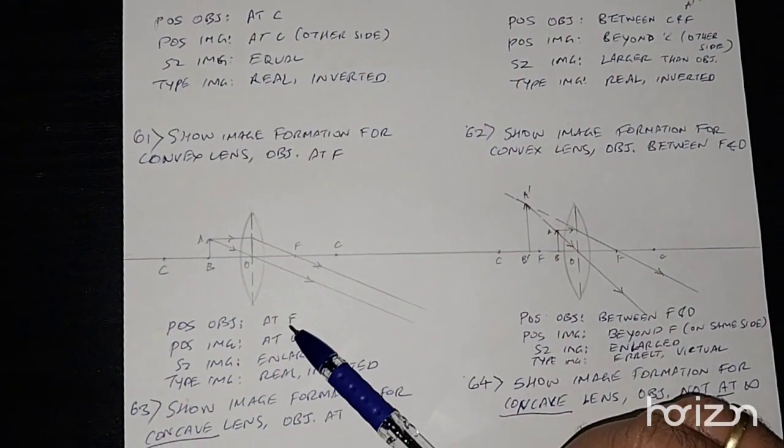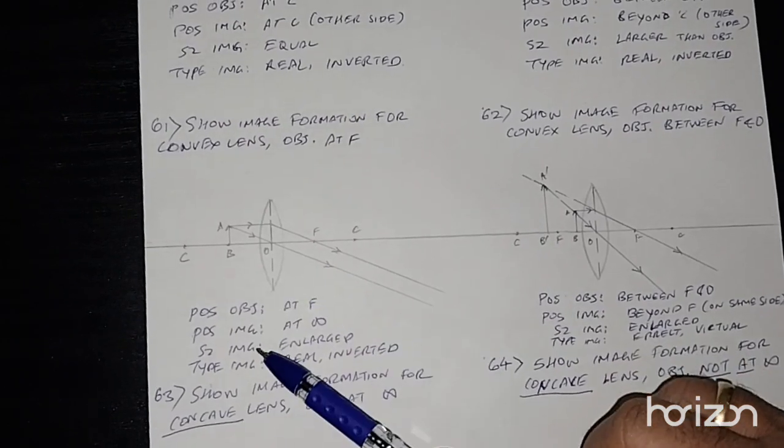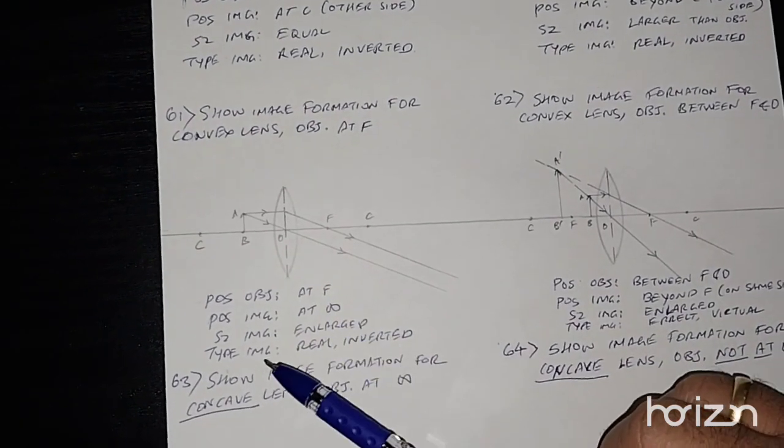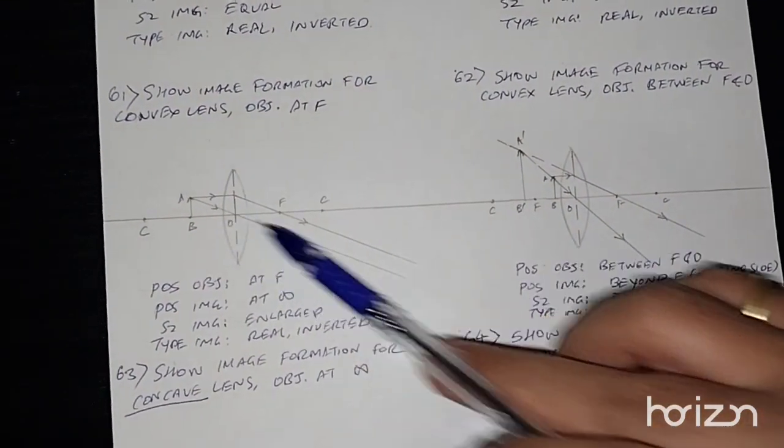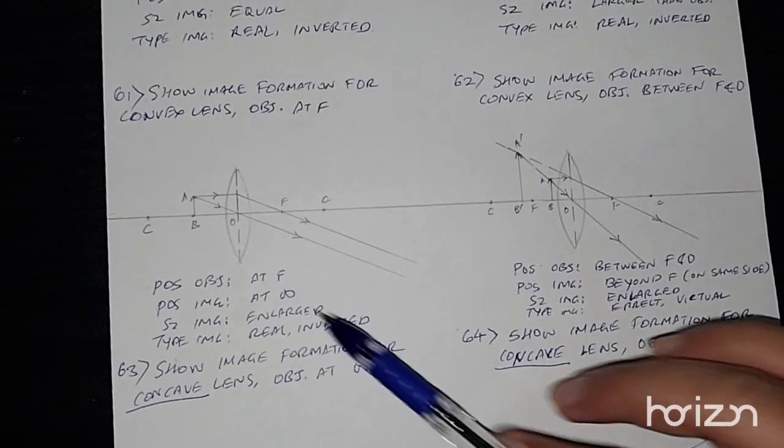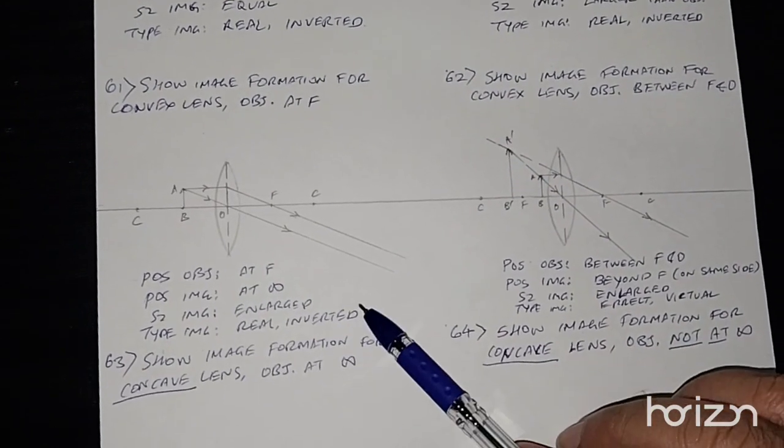So when you position the object at F for a convex lens, the position of the image is at infinity. Size of the image is enlarged because A will be formed somewhere here in the infinity and it will be very big. And the image is real and inverted.